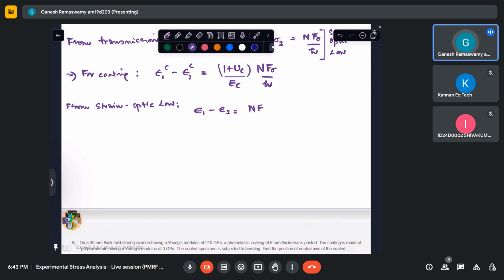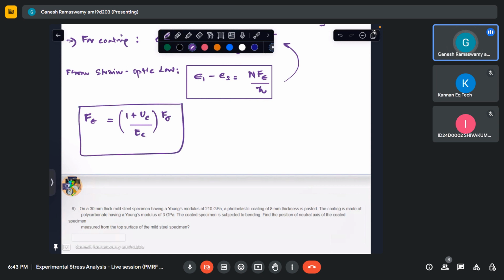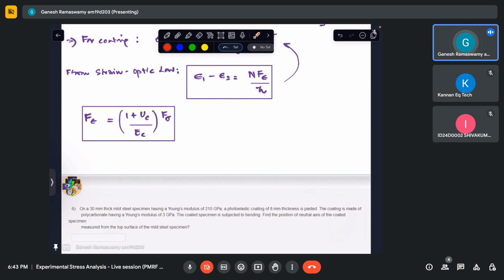If we just substitute this here, we get f epsilon is nothing but 1 plus mu c by ec into f sigma. So when we go about doing an experiment, what we can initially do is stress the coating material itself, find its f sigma, and based on its material parameter, we can easily relate it to the strain coefficient. Instead of the material stress fringe value, we can get the material strain fringe value easily.